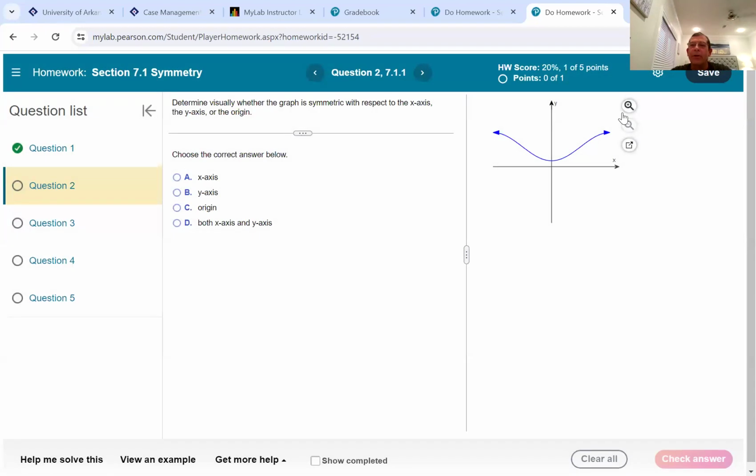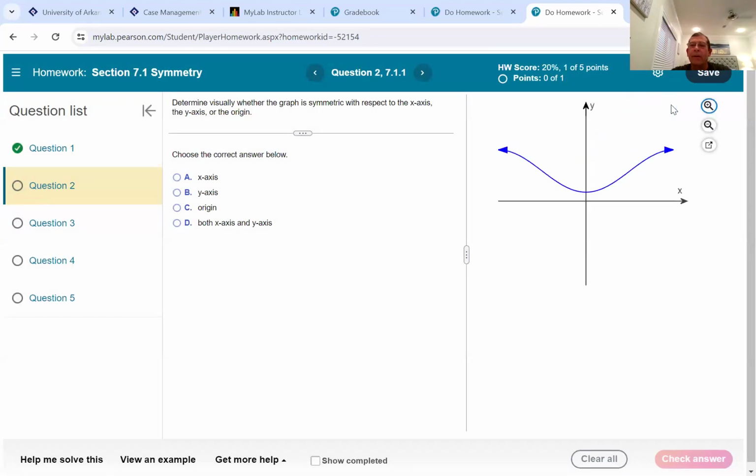All right, y'all, so I'm going to make this one larger here. All right, so this one's for y'all. Determine visually whether this graph is symmetric to the x-axis, y-axis, or the origin. What are you going with on number 2?